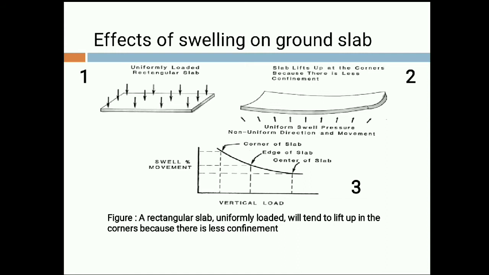In figure 3 we can see that as the vertical load increases, the amount of swell and movement decreases. On the curve we can see the maximum swelling and movement of soil is at the corner of the slab, then it is at the edge of the slab, and it is least at the center of the slab. As the center of the slab experiences the least moisture variation, there will be very little differential settlement and very little expansion of the soil.